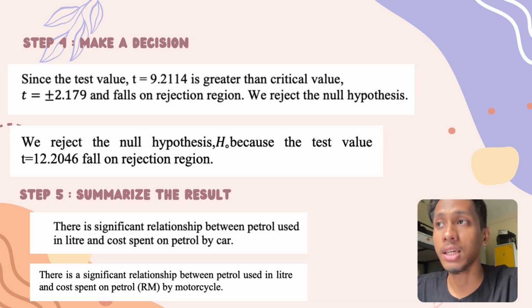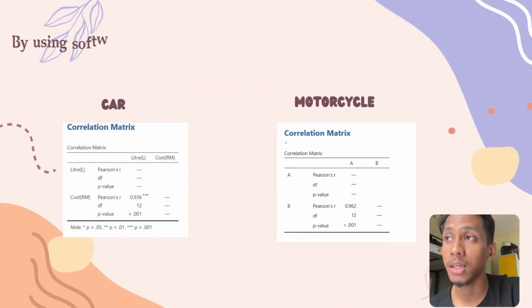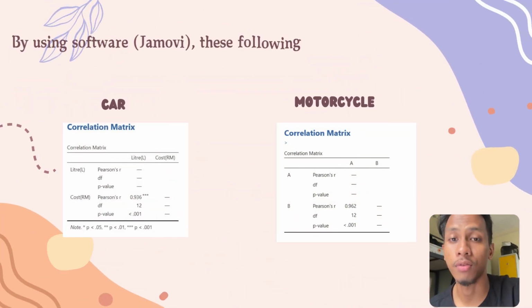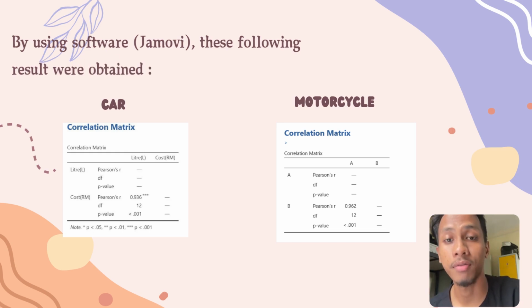And then we summarize the result. Since our test value for both car and motorcycle is greater than the critical value, that means there is a significant relationship between petrol use in liters and cost spent on petrol by car and motorcycle. We can also determine whether to reject the null hypothesis by using the software Jamovi. Just look at the p-value for both. If the p-value is less than the critical value, then we reject the null hypothesis. Our p-value for both car and motorcycle is 0.001, which is less than 0.05. Then we reject the null hypothesis.